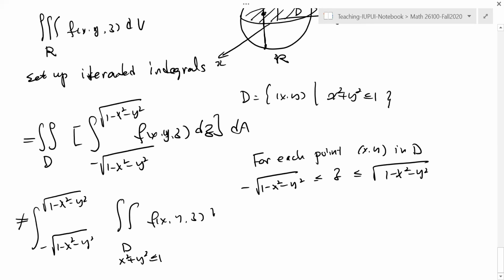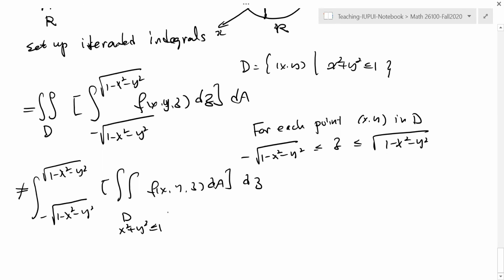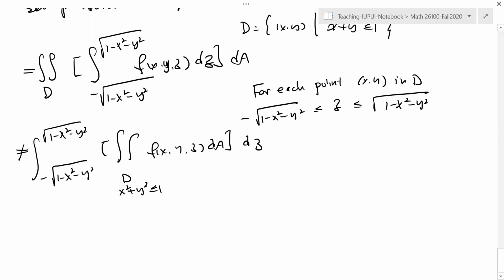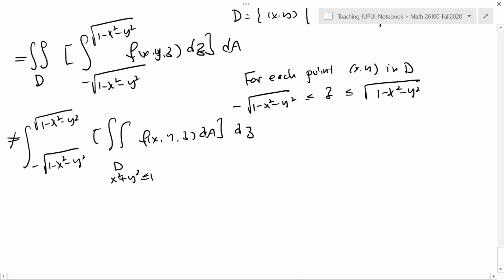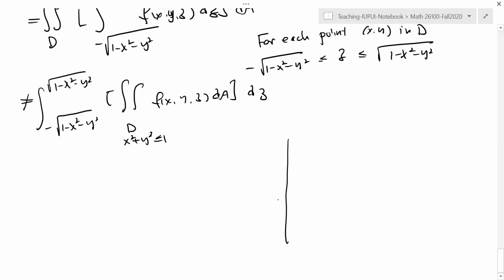If I wanted to exchange the order, this does not make any sense, because when you evaluate the double integral inside, you will get a function for z. Then you evaluate this again, you get a function of x, y again. So you should get a number, nothing to do with x and y. So how do we exchange all of these integrals? We go back to the sphere, the ball.